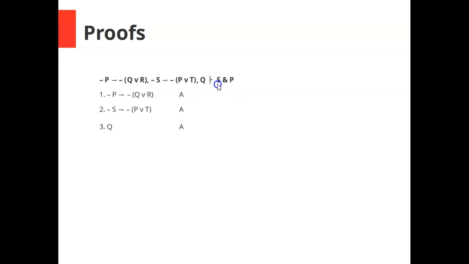Do we see our conclusion or anything like it in our assumptions? Again, sort of, not really. We're trying to end up with S and P, and we have not S as the antecedent of a conditional, and not P as the antecedent of a conditional. That should maybe raise the red flag of modus tollens. Maybe we're going to end up using that twice.